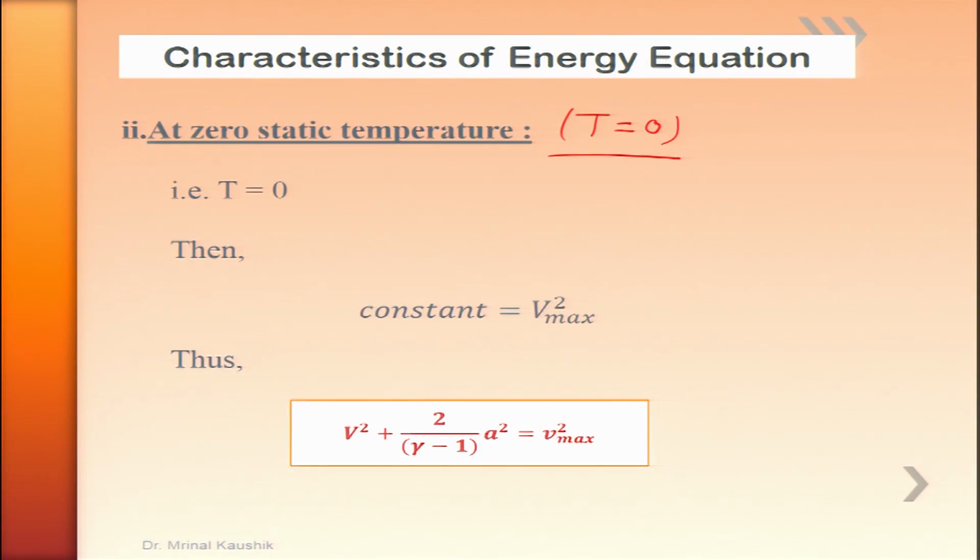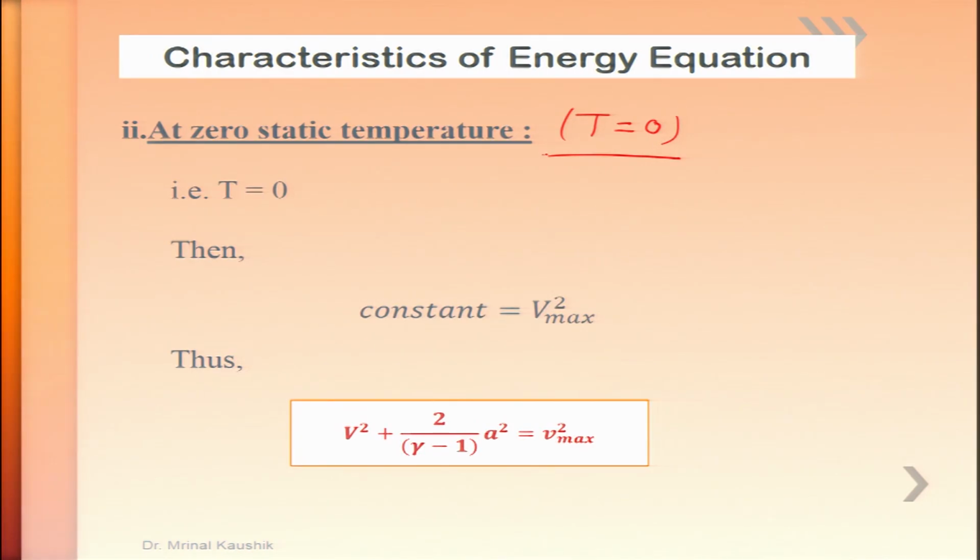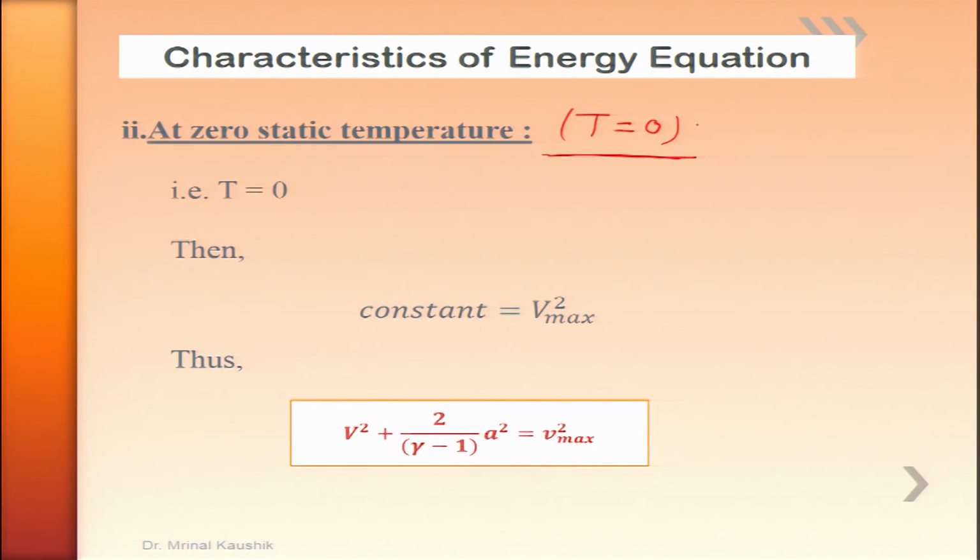Now, let us take the second case. What happens when the flow is brought down to a temperature which is 0? Again, a theoretical case. In doing so, if the temperature is 0, then this term will vanish, and then V becomes V maximum, which we have already seen. Therefore, the second kinematic form of the energy equation is V square plus 2 upon gamma minus 1 A square is equal to V maximum square.